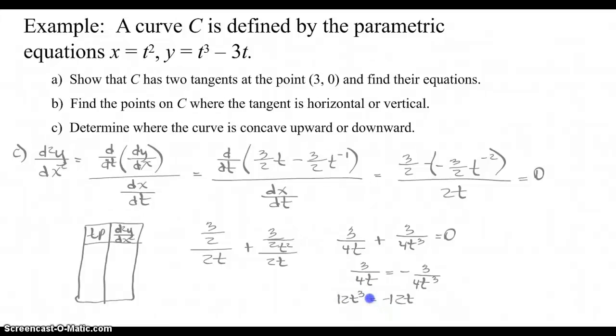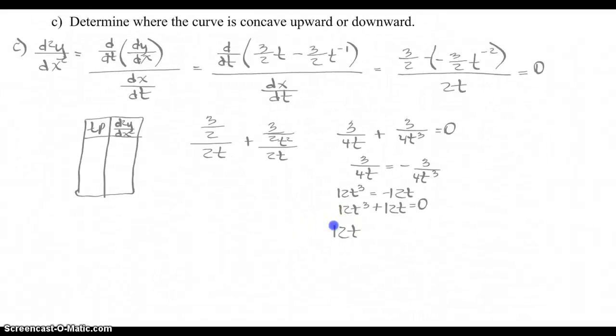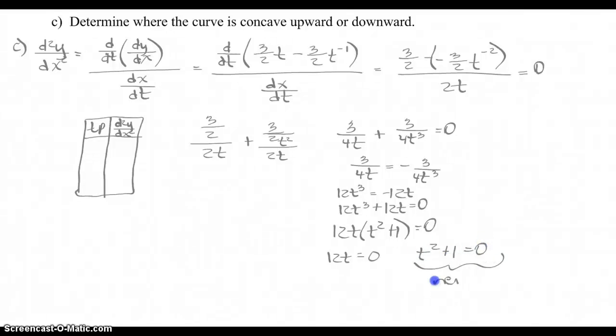So we would have 12t cubed plus 12t equals 0. We would factor out a 12t. That would leave us t squared plus 1 equals 0. So where 12t equals 0, or where t squared plus 1 equals 0, this is not contributing to our zeros at all, because we can't take any number, square it, and add 1 to it and get 0. So this will never equal 0. So the only t value we have to worry about here is when t equals 0.